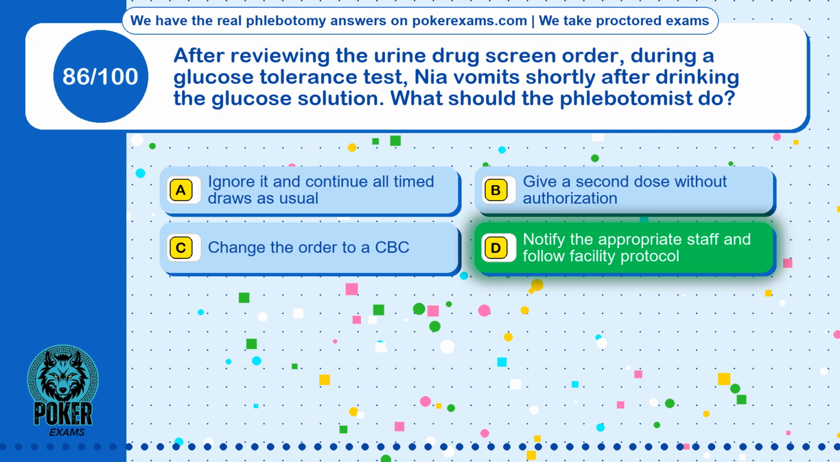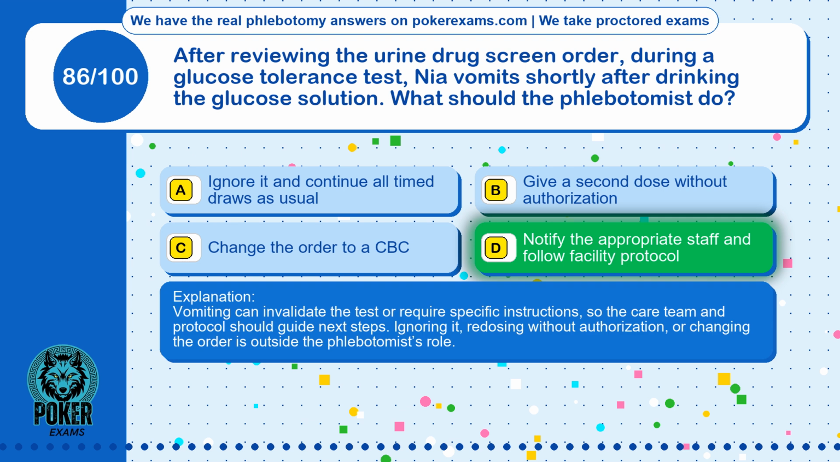The correct answer is option D. Notify the appropriate staff and follow facility protocol. Vomiting can invalidate the test or require specific instructions, so the care team and protocol should guide next steps. Ignoring it, reducing without authorization, or changing the order is outside the phlebotomist's role.